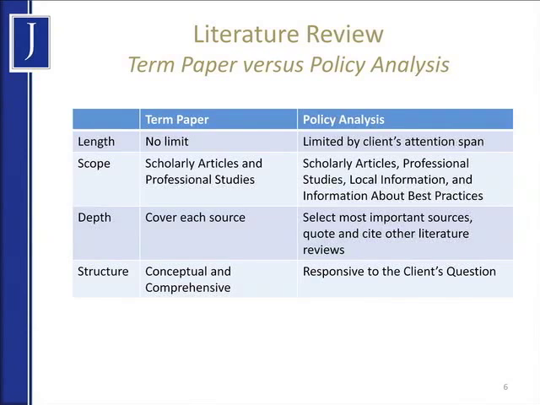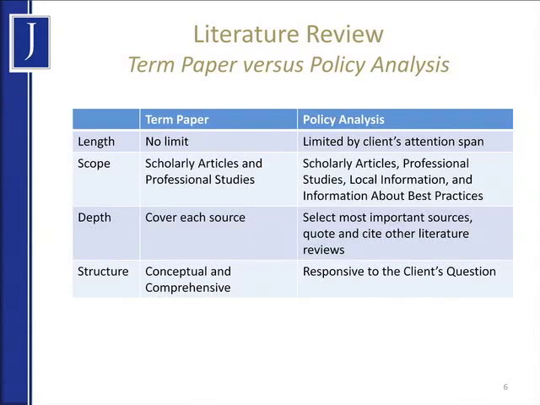The second difference is in scope. Typically, a term paper literature review is going to cover scholarly articles and professional studies. In a policy analysis, however, scholarly articles and professional studies are important and in many instances essential. But we also want to include local information about your jurisdiction and your particular case, as well as information about best practices in other jurisdictions.